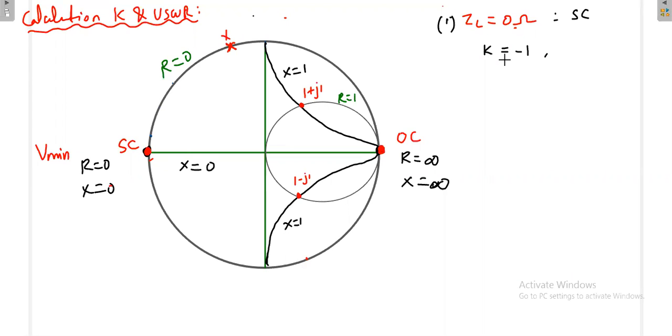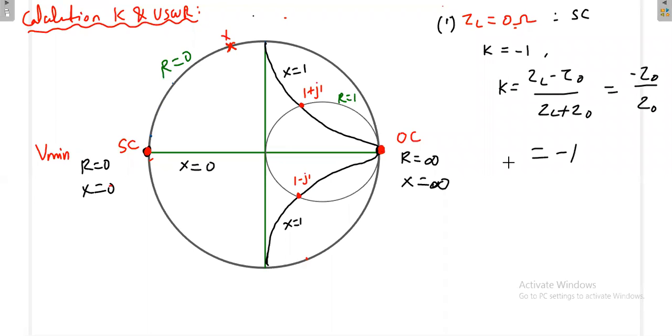K is equal to what? ZL minus Z0 over ZL plus Z0. When ZL is equal to 0, irrespective of the value of Z0, this is always minus 1. Here there is no need to know Z0. Irrespective of Z0, the reflection coefficient is always minus 1.